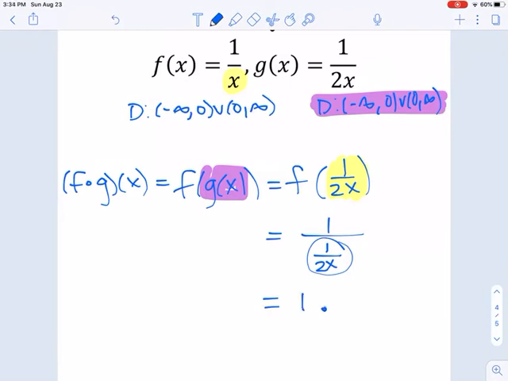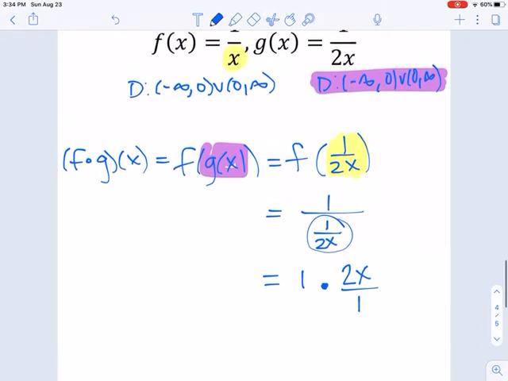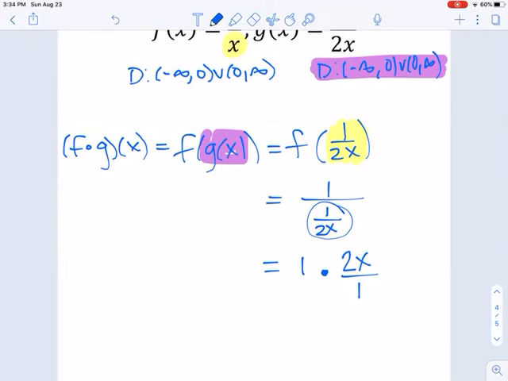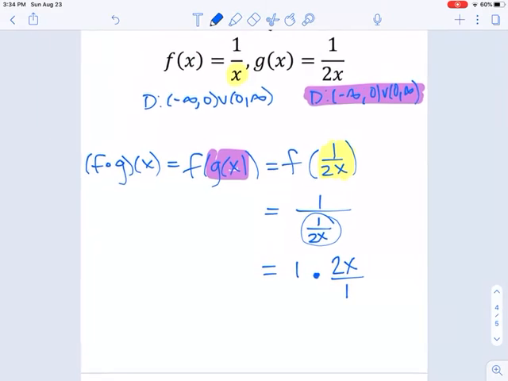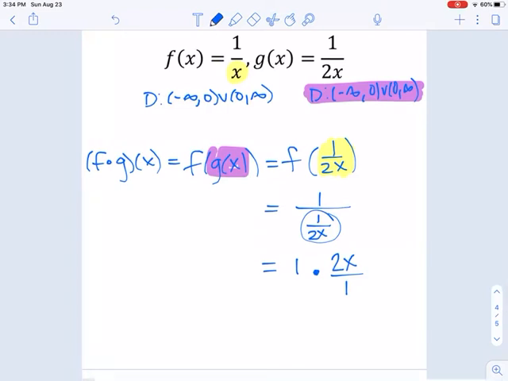Now, when we talk about dividing, we know that dividing is the same thing as multiplying by the reciprocal. So we have 1 divided by 1 over 2x. So we have the numerator times the reciprocal of the denominator. I think one of the middle school math teachers likes to teach that as copy dot flip. That's how you learned it. That's what we're talking about here. So we end up with 2x.